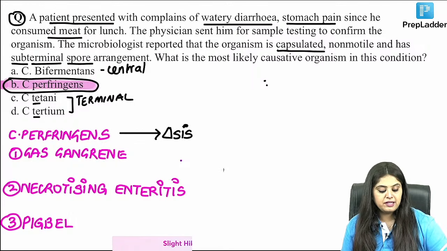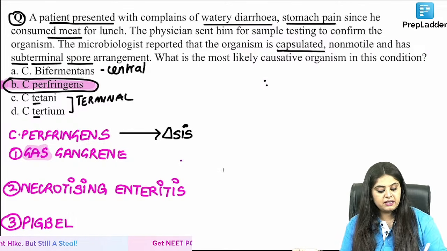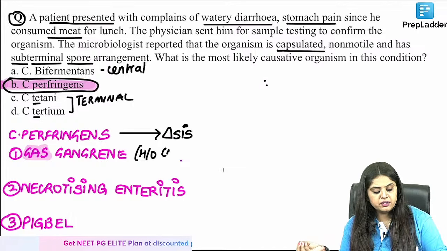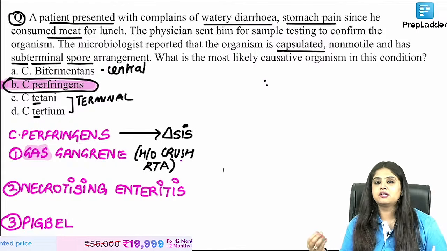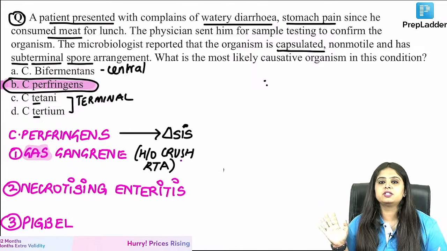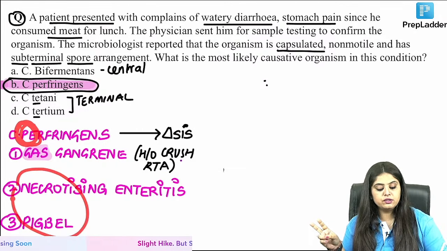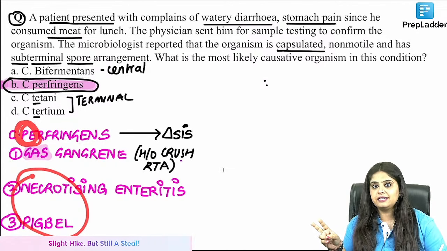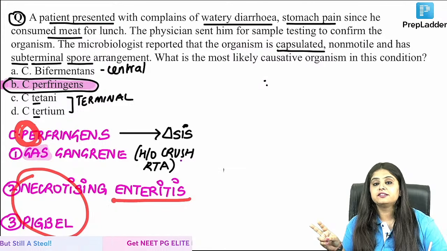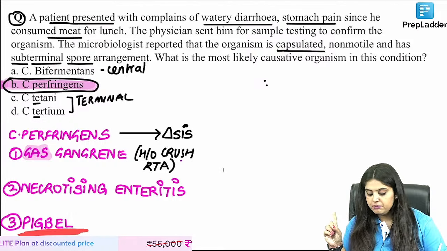Number 1, it causes gas gangrene. I don't think anyone is messing up on this. Gangrene का मतलब there will be a history of some kind of crushing road traffic accident, ऐसा कुछ history होगा जिसके बाद gangrene होगा. But that is पुराना question. Now they started asking, does Clostridium perfringens cause food poisoning? Yes. It can cause enteritis, necrotizing enteritis wala food poisoning. Second, it can cause pig bell wala poisoning.